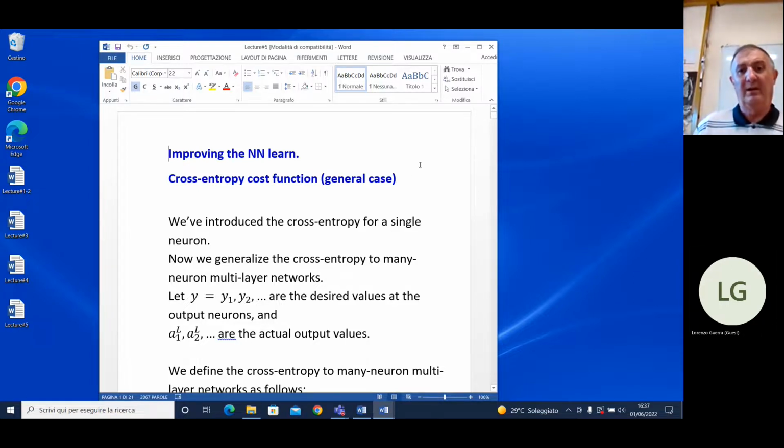So that is why the general title of this lecture is Improving the Neural Network Learning. And first of all, let us define the cross entropy function in the general case.